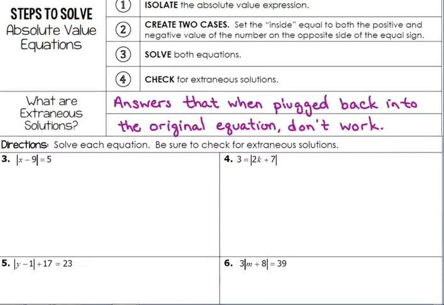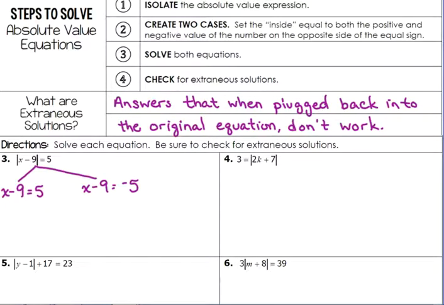So we go to step number 2, create two cases. Now I just make a little upside down V so I can separate what I'm looking at here. It says you set the inside of the absolute value bars, they disappear, equal to both the positive number of what's on the other side, so x minus 9 is equal to 5, and you set it equal to the negative value of what's on the other side. Notice I did not change what was inside my absolute value bars. It's x minus 9 in both cases, but one of them is positive 5, one of them is negative 5.